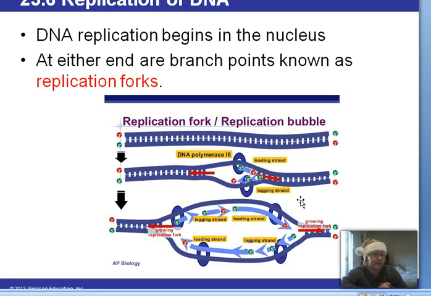DNA replication begins in the nucleus. At either end are branch points known as replication forks. So the place where it's pulling it apart is known as a replication fork.